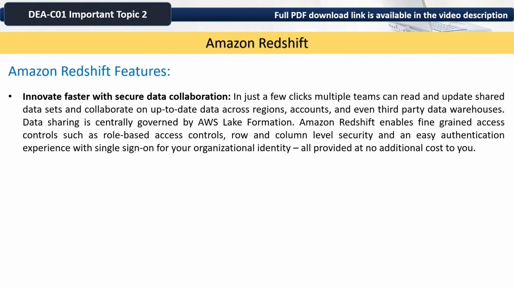Innovate faster with secure data collaboration. In just a few clicks, multiple teams can read and update shared datasets and collaborate on up to date data across regions, accounts, and even third party data warehouses. Data sharing is centrally governed by AWS Lake Formation. Amazon Redshift enables fine grained access controls such as role based access controls, row and column level security, and an easy authentication experience with single sign on for your organizational identity, all provided at no additional cost to you.